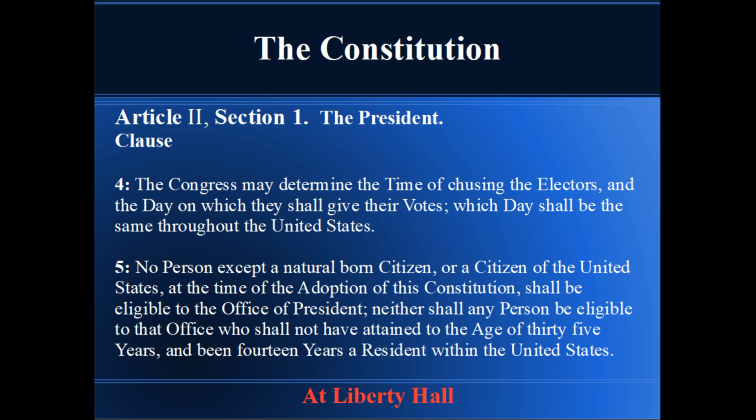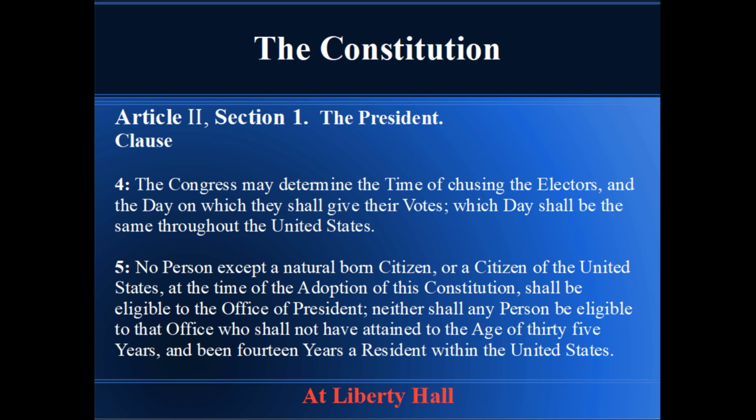Article 2, Section 1. The President. Clause 4. The Congress may determine the time of choosing the electors and the day on which they shall give their votes, which day shall be the same throughout the United States. Clause 5. No person except a natural-born citizen or a citizen of the United States at the time of the adoption of this Constitution shall be eligible to the office of President.